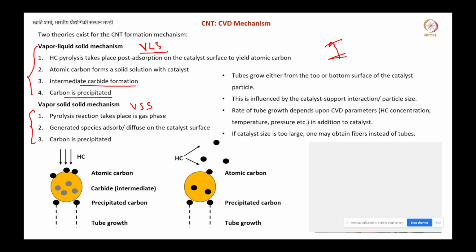So here this is your VSS. Here you can see that this is hydrocarbon, it comes in as atomic carbon, and there is precipitate carbon here. But in the case of VLS, this is hydrocarbon, this is atomic carbon. Now there is an intermediate carbide formation happening, and then the precipitate carbon. In this way you will grow the tube. But there is no carbide intermediate formation in the case of VSS.